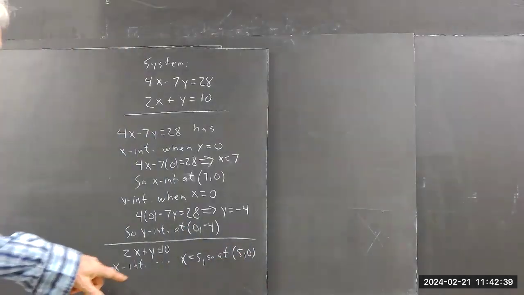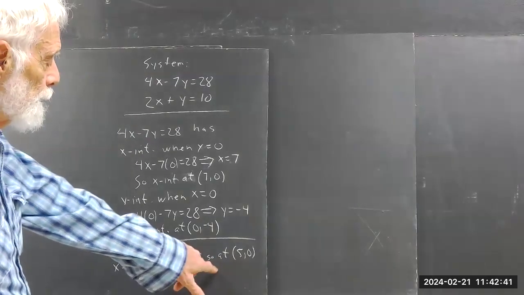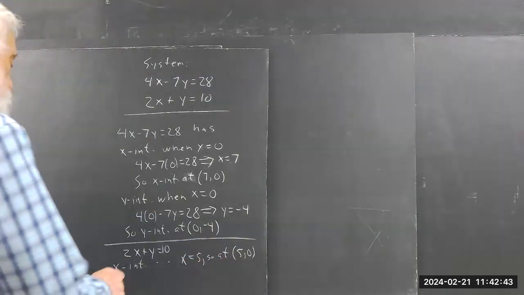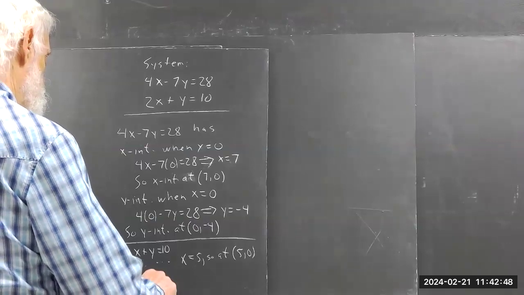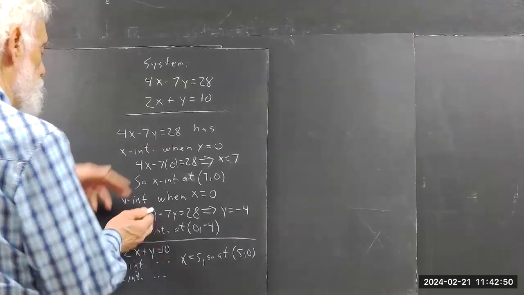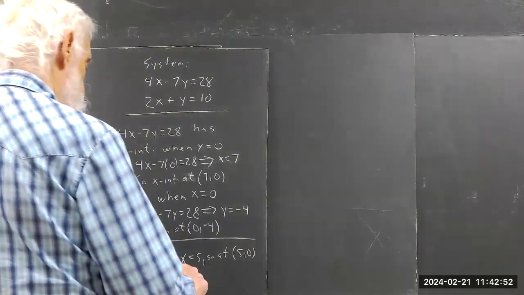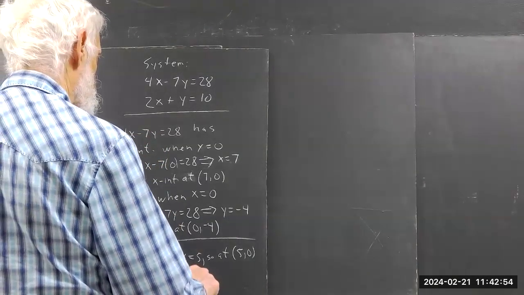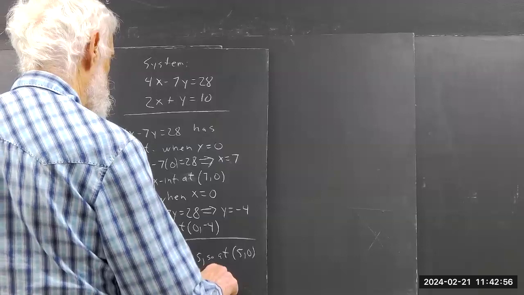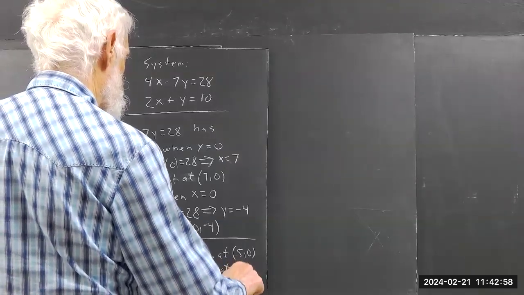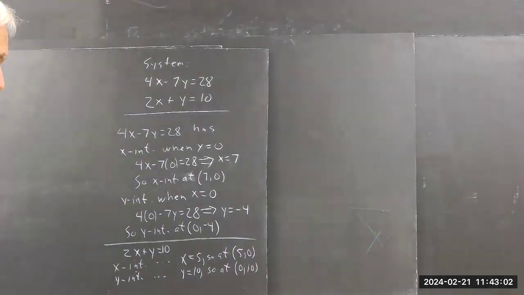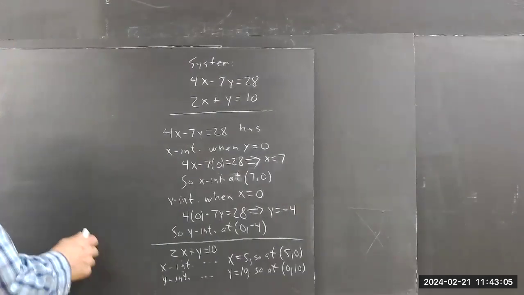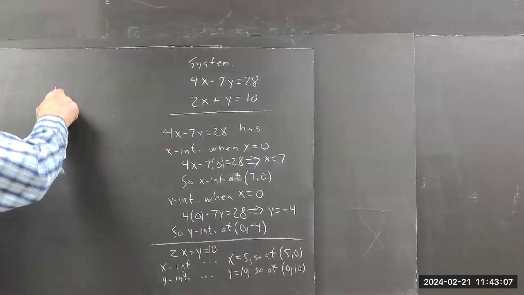Okay. So x-intercept: x equals 5, so the intercept is at (5, 0). Y-intercept: writing out all this stuff, we get y equals 10, so at the point (0, 10). Meaning, of course, the y-intercept is at (0, 10). Now we can sketch a graph.